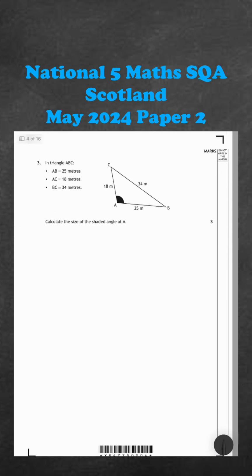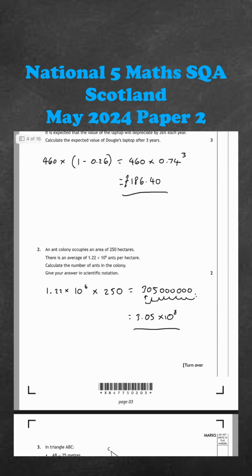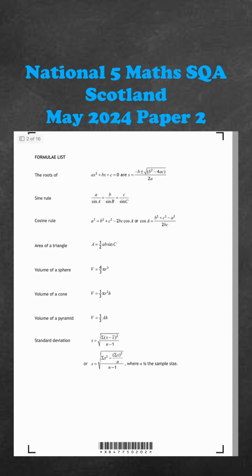Question number 3. In triangle ABC, AB equals 25 meters, AC equals 18 meters, and BC equals 34 meters. Calculate the size of the shaded angle at A. What we're going to do to solve this is use the cosine rule. So let me just go back to the top on our formula sheet.